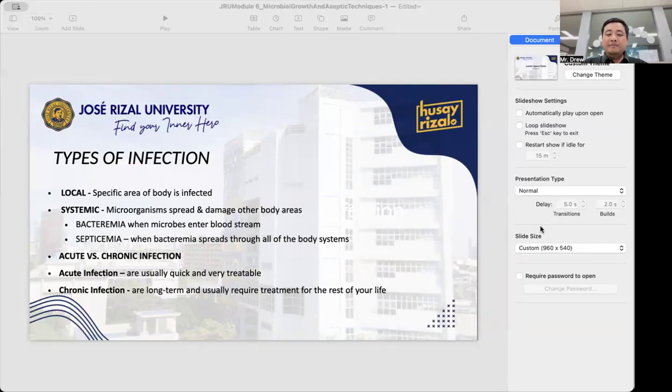So, acute versus chronic infections. When you say acute, rapid onset, short duration, like flu. Chronic, persistent, or lifelong infections like HIV and hepatitis.